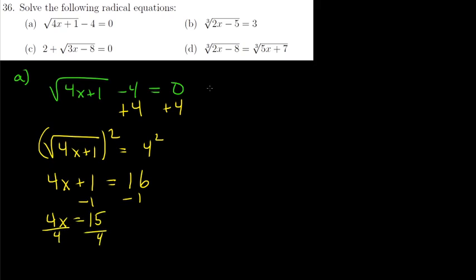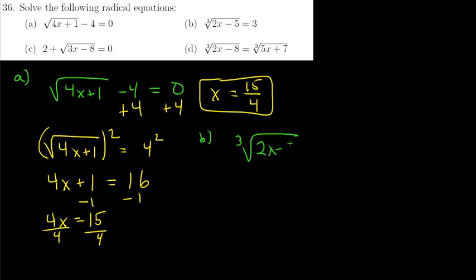Right? So you're going to get x equals 15 over 4. All right. And part B, not much trickier. It's the cube root of 2x minus 5 equals 3.